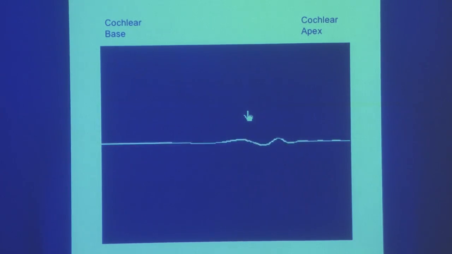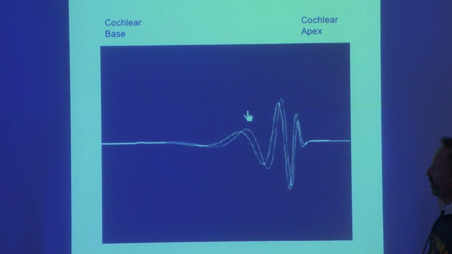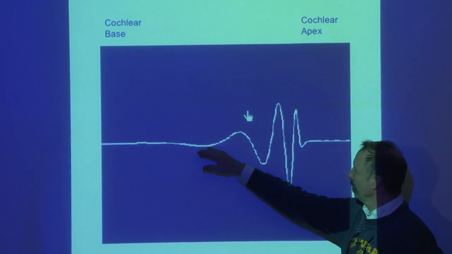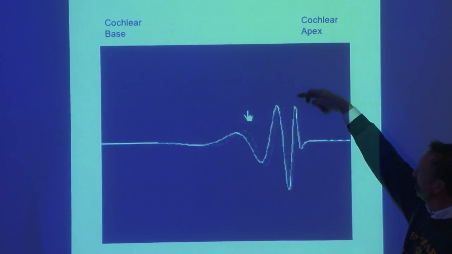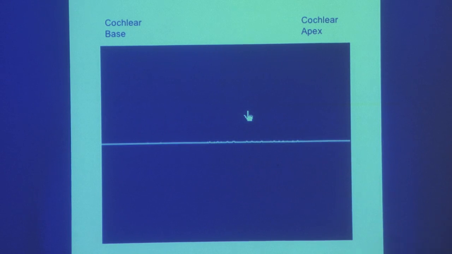It takes a little bit of time for this to develop. And then you can see the complex pattern or traveling wave. It seems to start here and go up to here, goes up to a peak, and then quickly comes down. There's almost no movement right at the apex there.